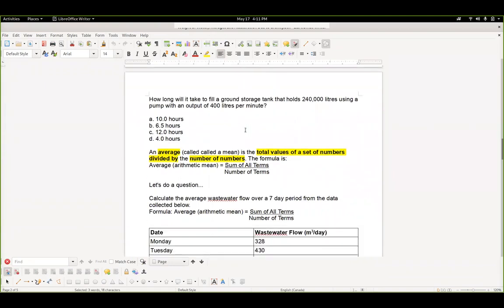Okay, so how long will it take to fill a ground storage tank that holds 240,000 liters using a pump with an output of 400 liters per minute? So if the storage tank holds 240,000 liters, and the pump has an output of 400 liters per minute, that means that it would be 60 times that per hour because there's 60 minutes in each hour. So 400 liters times 60 minutes per hour.